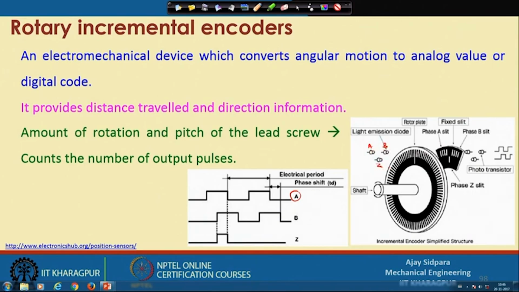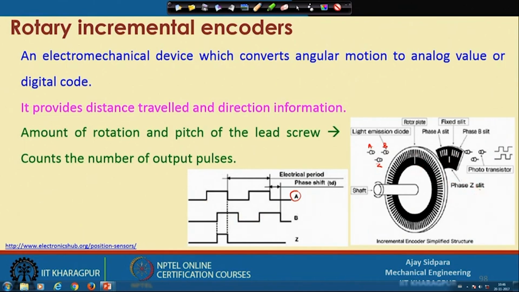So, this is A. When the light is passing through it, you will get one signal of A. This one particular pulse belongs to one time the light is passing through and your phototransistor is getting a signal out of it, correct. And in a similar way you are getting a B. So, this is the B signal and this is called the Z signal. So, what is this Z signal?